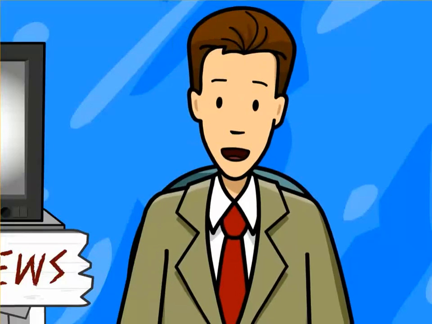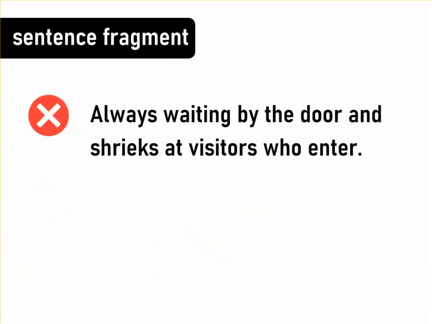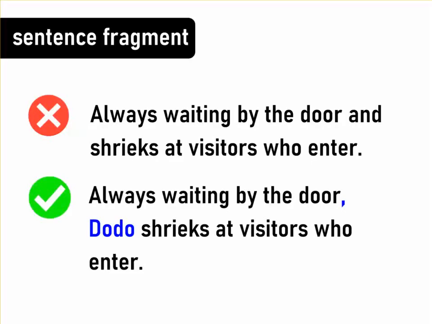If a sentence is too short or incomplete, that's called a sentence fragment. A sentence fragment is a group of words that might look like a sentence, but is missing a subject, a verb, or a complete thought, so it doesn't make sense on its own. Always waiting by the door and shrieks at visitors who enter is an example of a sentence fragment because the subject is missing. It makes much more sense to say, always waiting by the door, Dodo shrieks at visitors who enter.